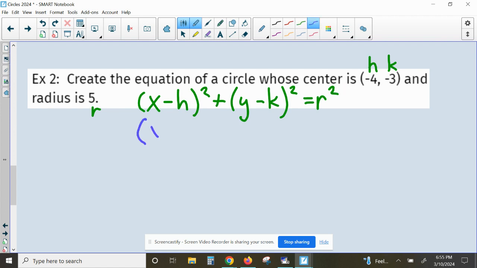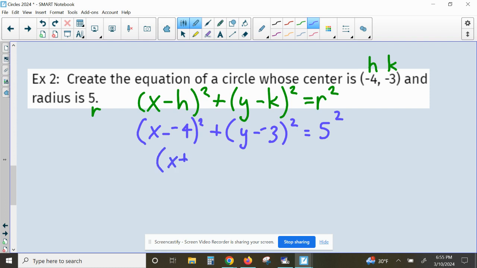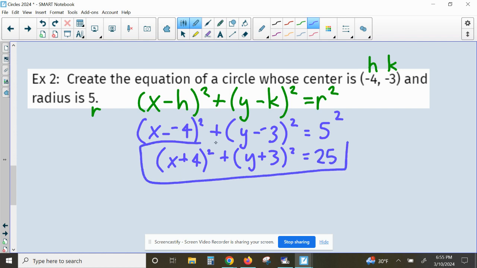So let's plug in. So I've got x minus a -4 squared plus y minus a -3 squared equals r, which is 5 squared. Let's clean that up. Minus negative, nobody wants to look at that. So that's x plus 4 squared plus y plus 3 squared is equal to 25. There's our equation of circle.